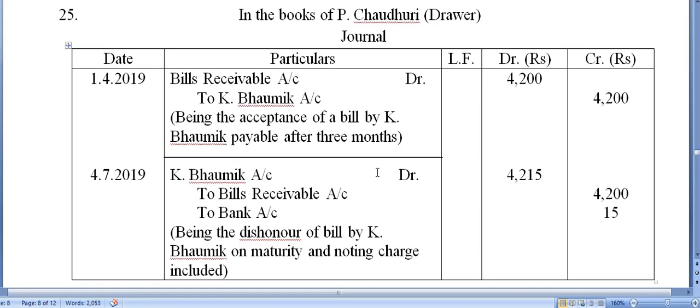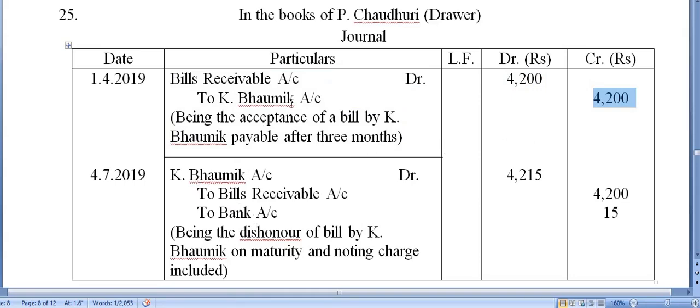Enter the above transactions in the journals of P. Chowdhury and K. Bhaumik. So P. Chowdhury is the drawer here and K. Bhaumik is the drawee. In this question, no information has been given whether the bill was held by the drawer till maturity, endorsed in favor of someone else, or discounted. In the absence of any information, you will assume that the bill was held by the drawer till maturity. Now this is the first entry when the bill was accepted by K. Bhaumik: same thing, 4,200, 4,200.